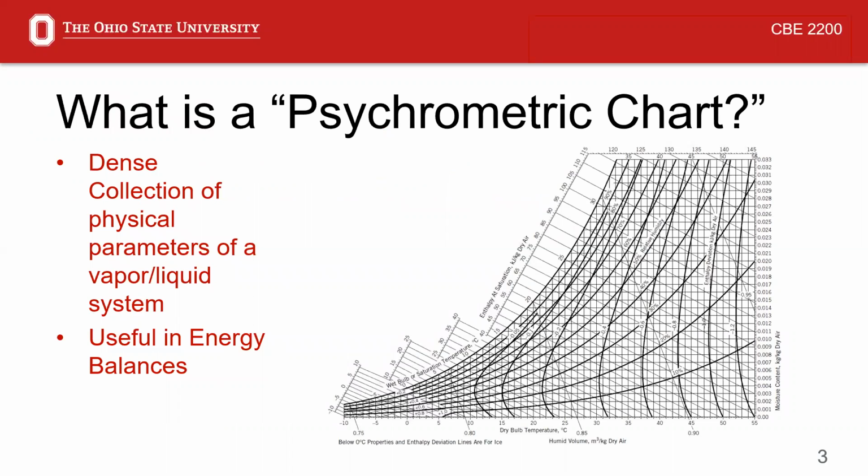Now, what exactly is a psychrometric chart? I've included a picture of one from the Felder and Rousseau textbook, 4th edition, on the right here, and it looks kind of messy. It's a dense collection of physical parameters for a vapor-liquid system, and this one specifically I want to point out is for water and air at 0 degrees Celsius and 1 atmosphere. You should always know the reference state. And what they really are is just those parameters plotted against one another and the relationships exhibited in graphical form. And they're very useful in balances, energy and mass balances.